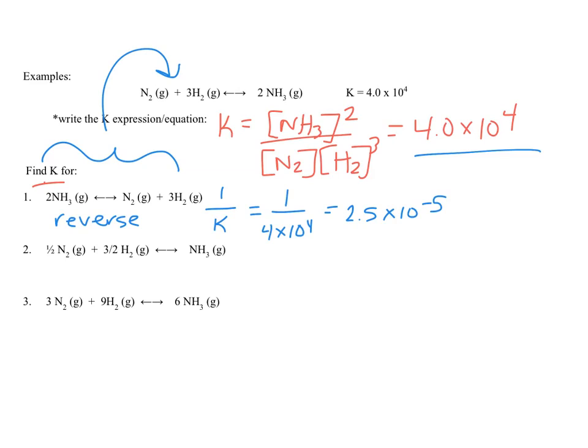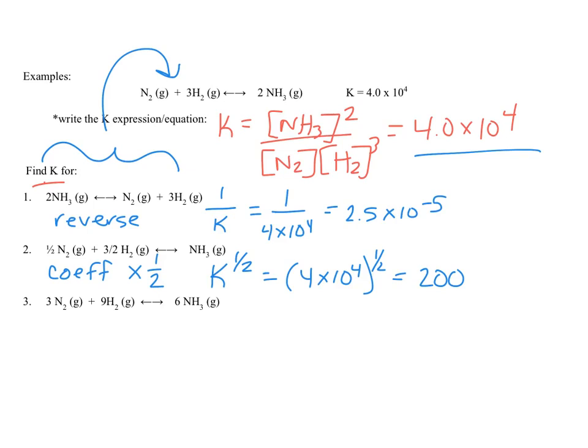Take a look at example number 2. Example number 2 has the reaction in the same direction, but the coefficients are multiplied by 1/2. Whenever the coefficients are multiplied by a certain number, we're going to take our original K value and raise it to that power. So K to the 1/2 power is going to be my new K value. It's basically the square root, and that gives me 200.